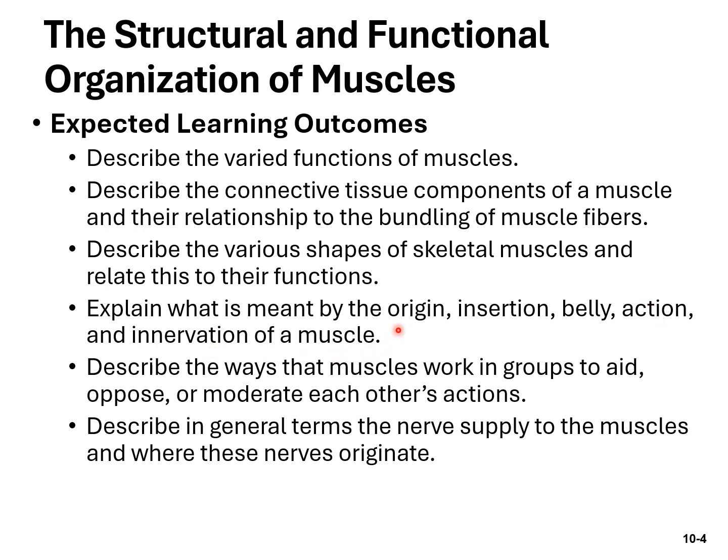For the lab class, you probably need to know origin and insertion, action and innervation. Innervation just means what nerve is working on that muscle. We're going to look at the ways muscles work in a group to aid, oppose, or moderate each other's actions. We're then going to describe in general terms the nerve supply to the muscles and where these nerves originate. And that's all going back to the innervation.